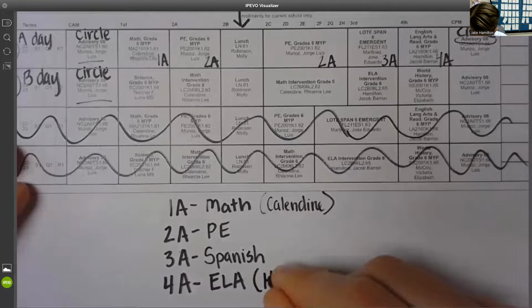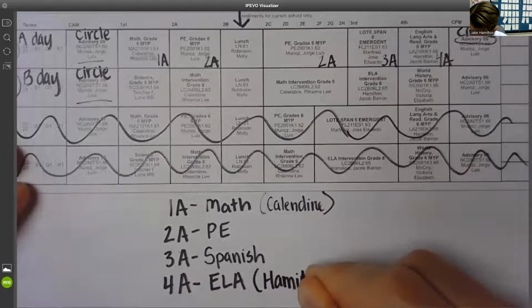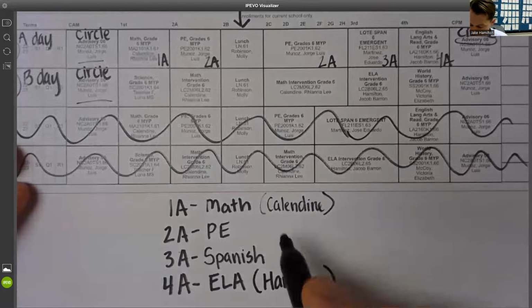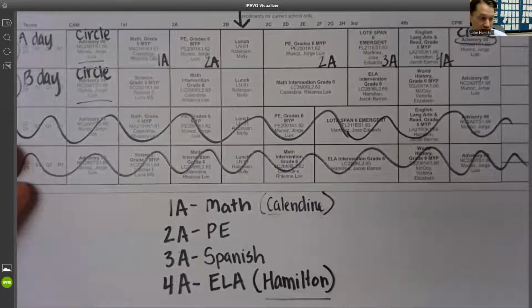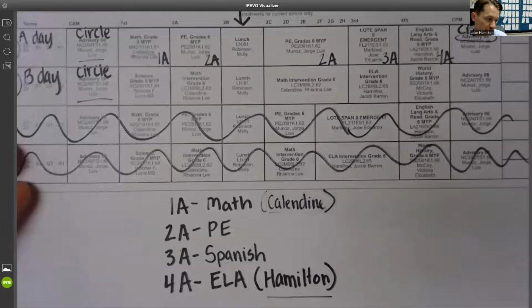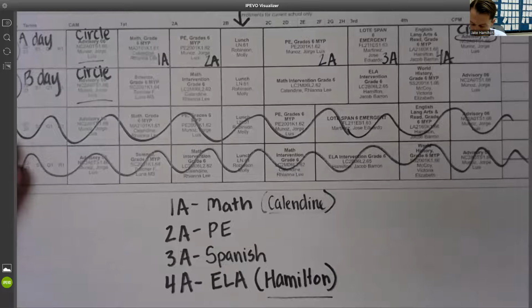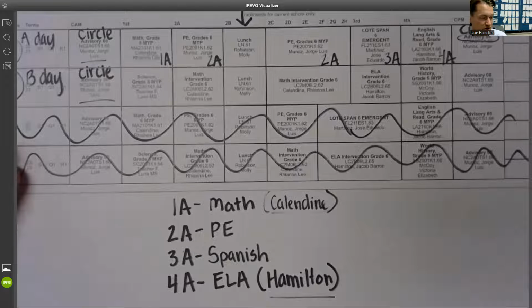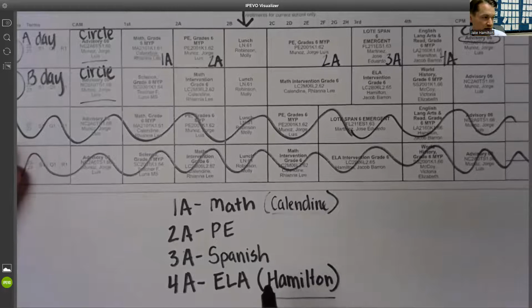So you might want to write the teacher's name next to English and math so you know which teacher you have. And you're going to see those teachers every day. So if I have ELA with Hamilton on A days, I'm also going to have ELA with Hamilton on B days. I'm not going to have a different teacher. Make sure you've gotten your teachers written for math and ELA.